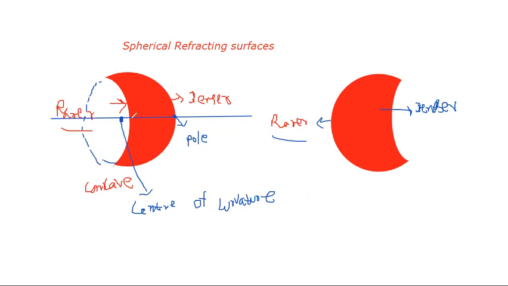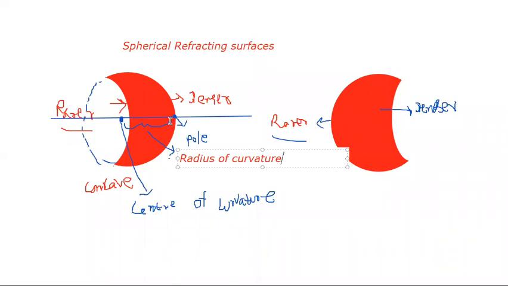And the distance between the pole and the center of curvature is known as the radius of curvature. And the line joining the center of curvature and the pole is known as the principal axis.